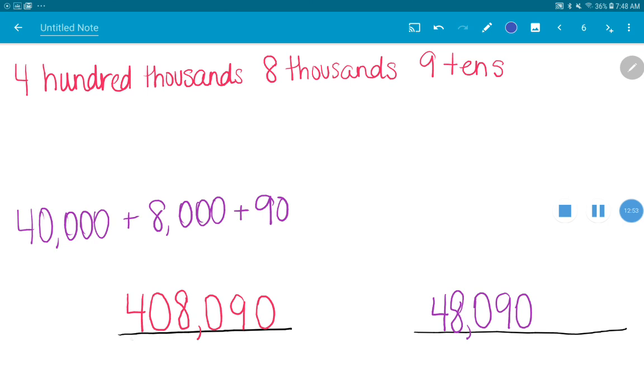The largest value here is 400 thousands. And this one is 4 10,000s. I know that 100 thousands is a larger unit than 10 thousands. So that number is greater. 408,090 is greater than 48,090.